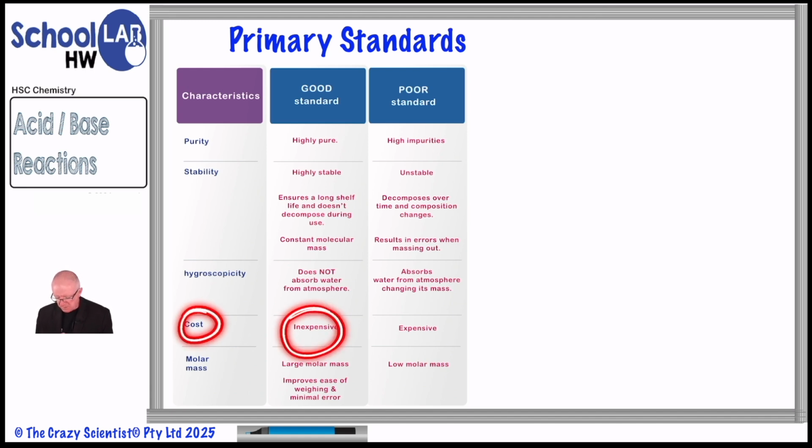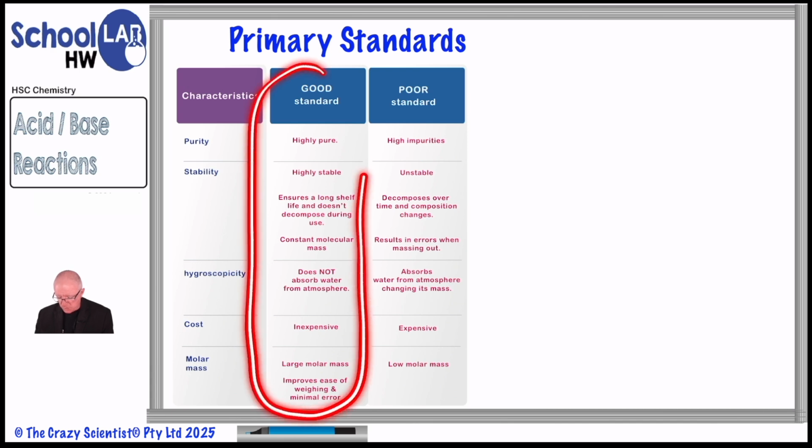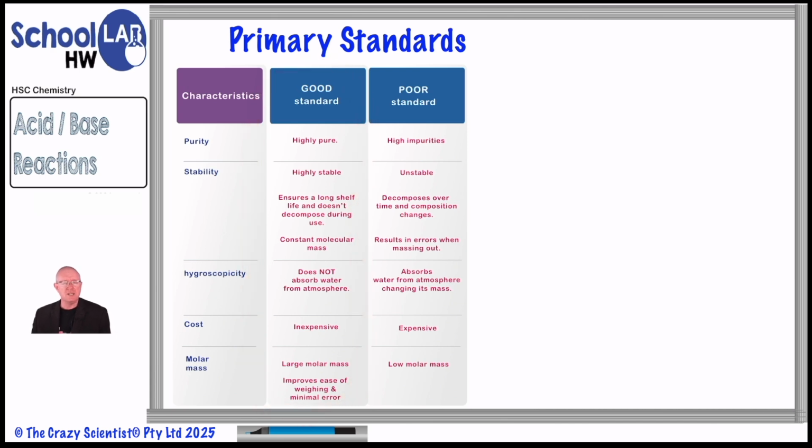Cost, obviously, we want it to be inexpensive, and molar mass. It wants to have a fairly large molar mass if possible, because the larger its molar mass, then therefore the easier it's going to be to mass out. It means that you're going to have less weighing errors when its mass is larger. And so these are some features that we want in good primary standards.